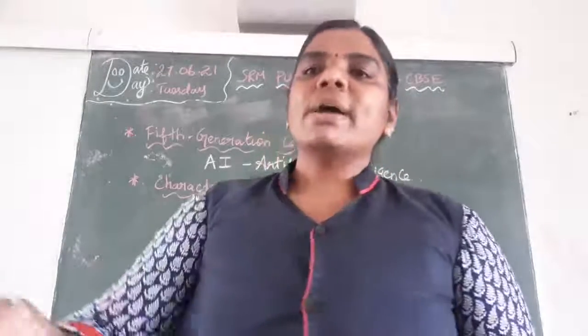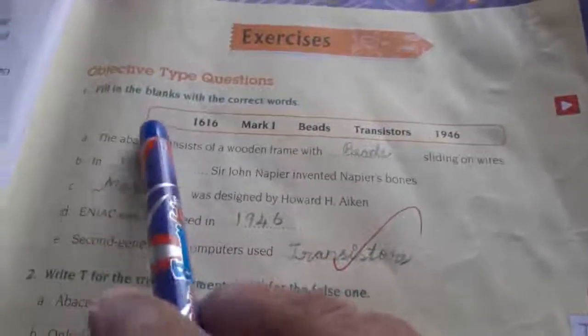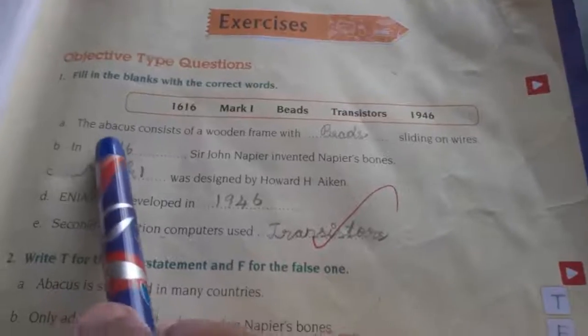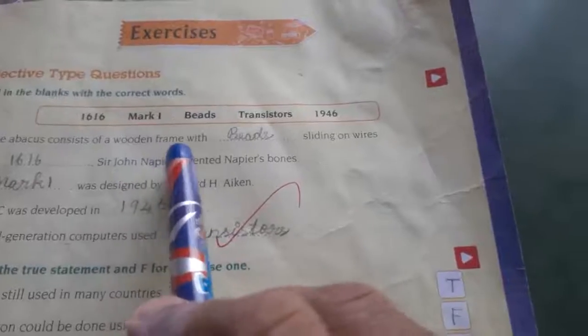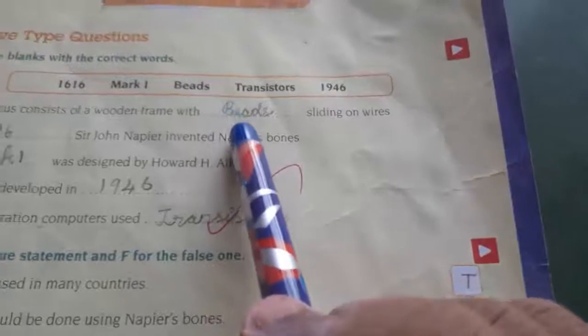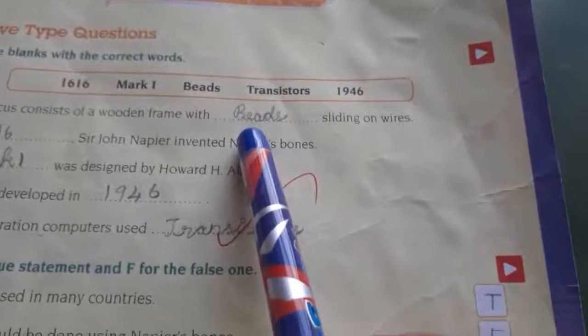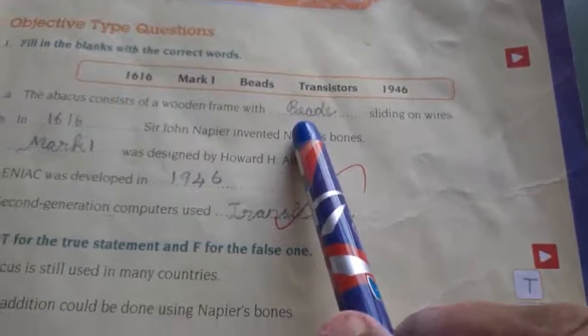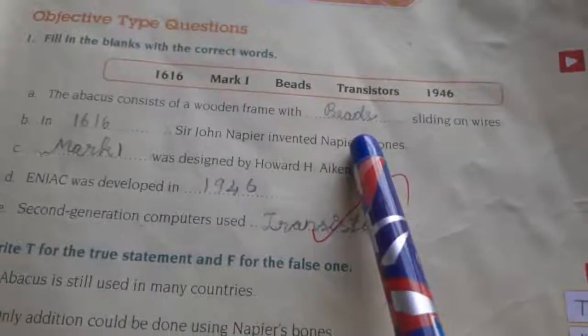Let's read the book back exercises. Look at the exercises. First Roman, fill in. First question: the abacus consists of a wooden frame with a dash sliding on wires. Beads. What is the answer? Beads. The abacus has beads, right? By using the beads only we can perform the arithmetic operations.